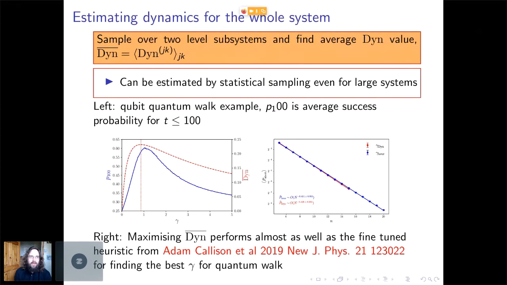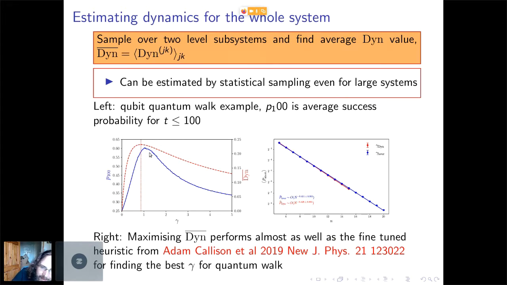So, okay, can you actually use this? Let's look at a simple 2-qubit quantum walk example. That should say 2-qubit. P100 is the average success probability for a time up to 100 or less than 100. Basically, this is doing the same averaging we talked about before.